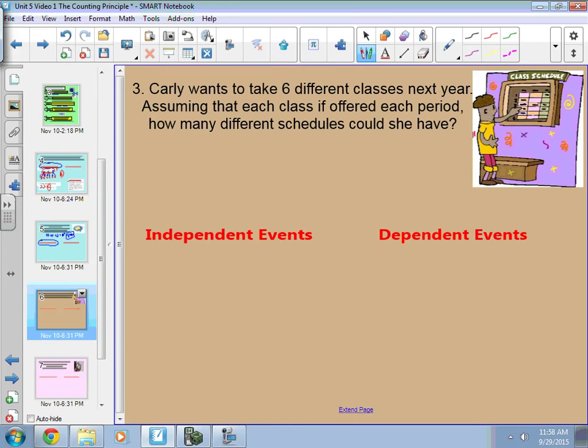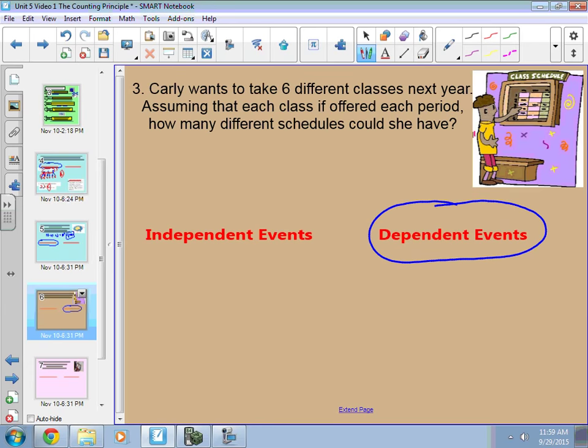Number 3, Carly wants to take 6 different classes next year. Assuming that each class is offered each period, how many different schedules could she have? Okay, so we've got to think, is this independent or dependent? Could she take, let's say, biology, all 6 periods? No, she needs to take different classes. This is dependent. Her choice for her first period is affecting her other ones because she's not going to take the classes more than once. So this is an example of dependent. So now we've got to think, how many choices does she have for her first hour?